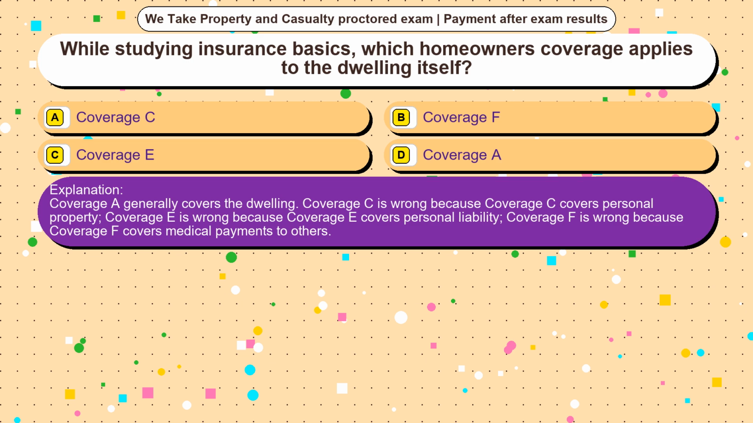Coverage C is wrong because coverage C covers personal property. Coverage E is wrong because coverage E covers personal liability. Coverage F is wrong because coverage F covers medical payments to others.